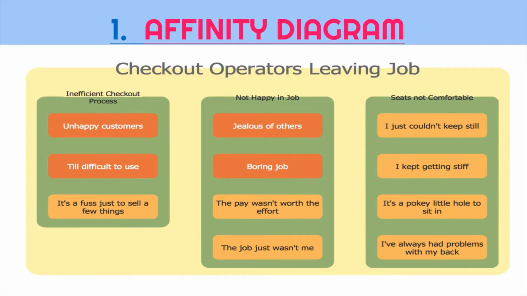This is an example of affinity diagram. Checkout operators given job. We have 3 columns. The first column is inefficient checkout process. The second, not happy in job. And then, seats not comfortable. Under this inefficient checkout process, we have unhappy customers, feel difficult to use, it appears just to sell a few things. So we will put here all the problems we encountered.